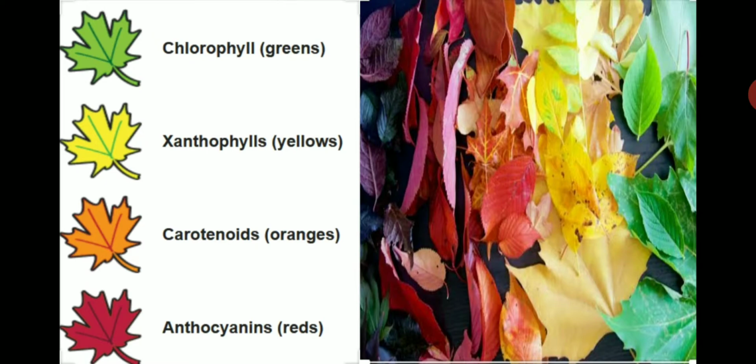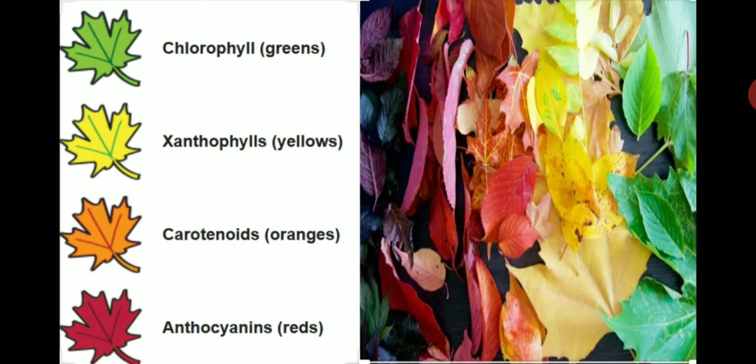The plants contain mainly 4 different types of pigments. You have to study here only 4 different types of pigments. They are chlorophyll, xanthophyll, carotenoids and anthocyanin. Definitely these terms are new to you. Once again, I am telling: chlorophyll, xanthophylls, carotenoids and anthocyanin.